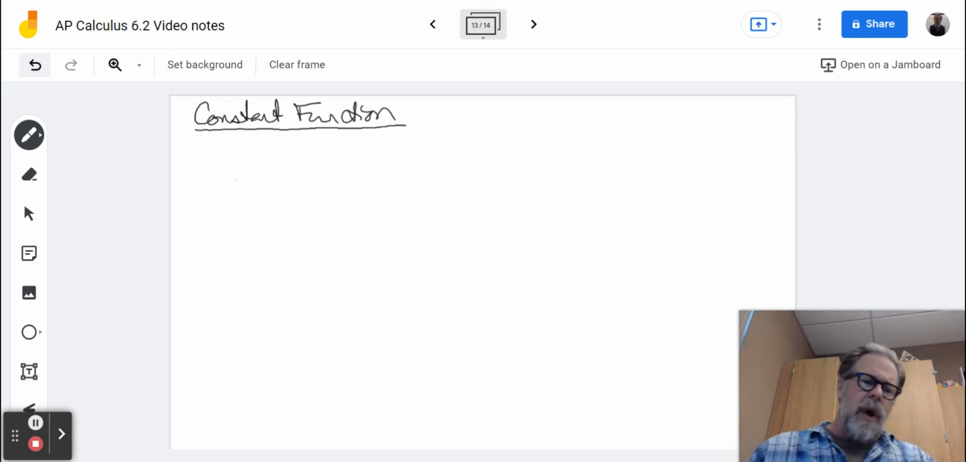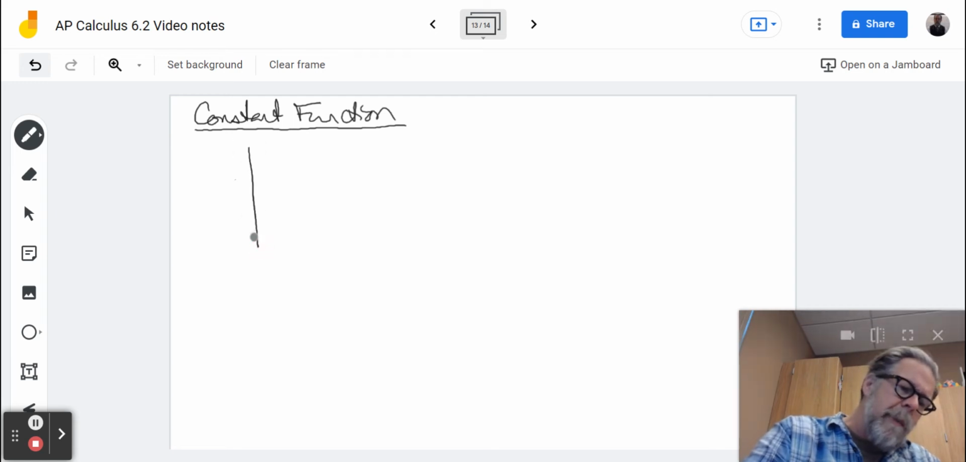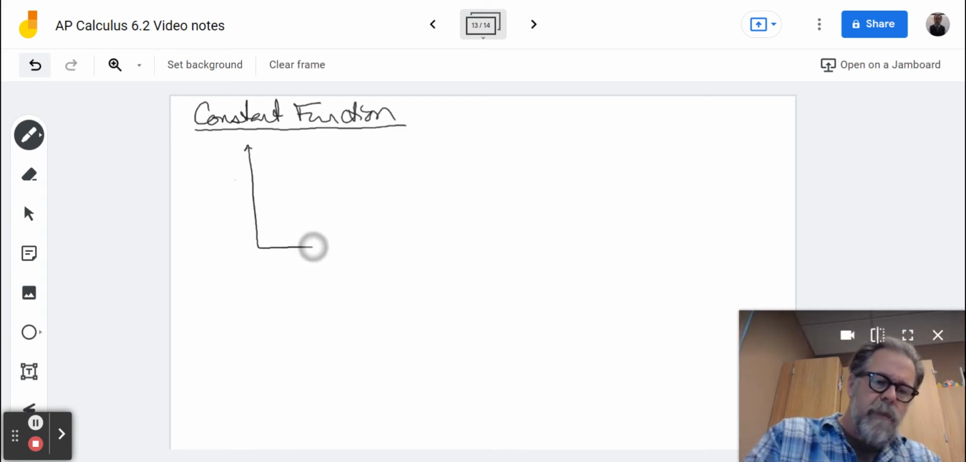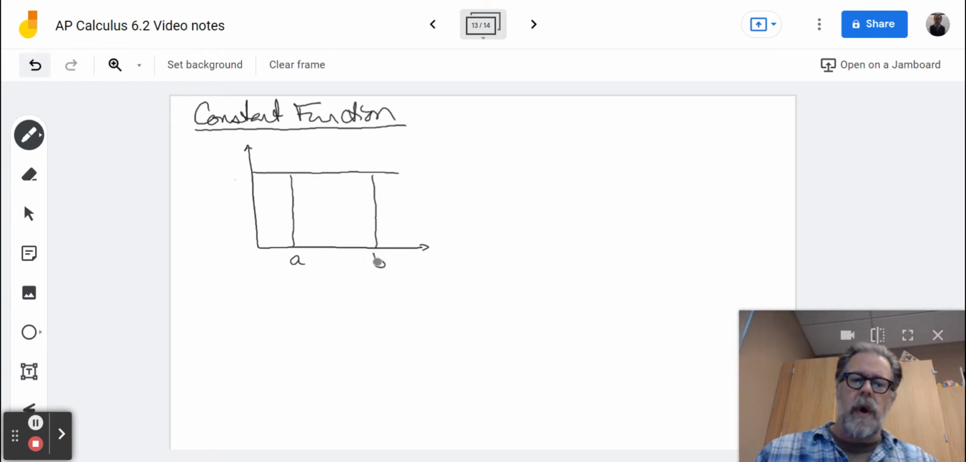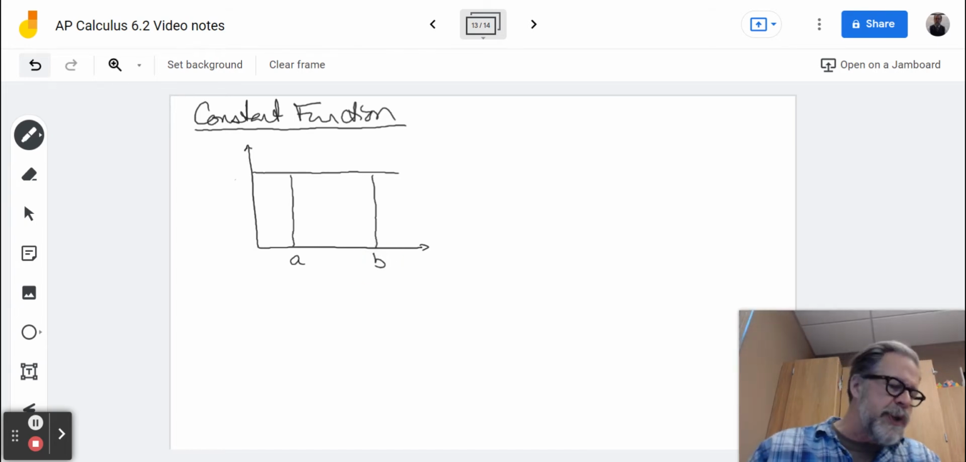So let's start with a constant function. You may remember that we had a problem where we had a ship that was sailing at a constant rate. And it sailed at that rate from some time to some other time. And the question was, how far did the ship sail? And we figured out that it was just the area of that rectangle.